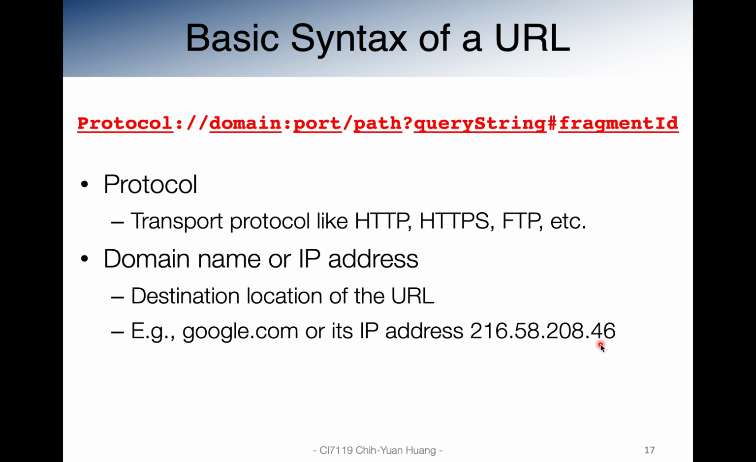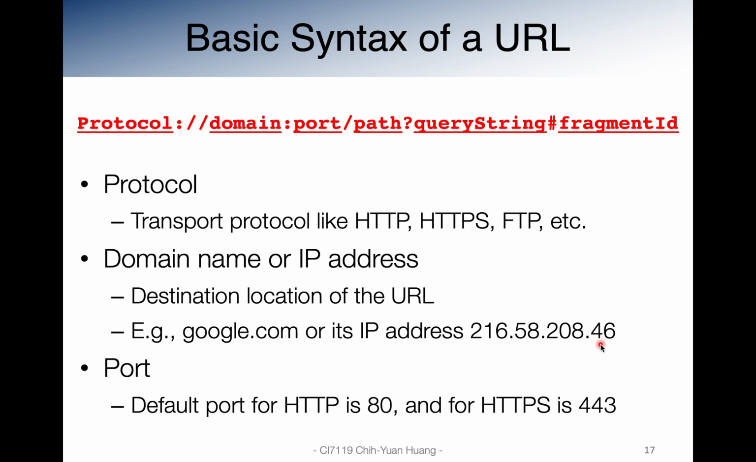Okay, and then the next part is the port. As you can see, after the IP address or the domain name, after the colon, you will have the port. The port is actually a series of numbers. The default port for HTTP is 80, and for HTTPS it is 443. There are other ports that are available and are usually used by different software or applications on your machine.